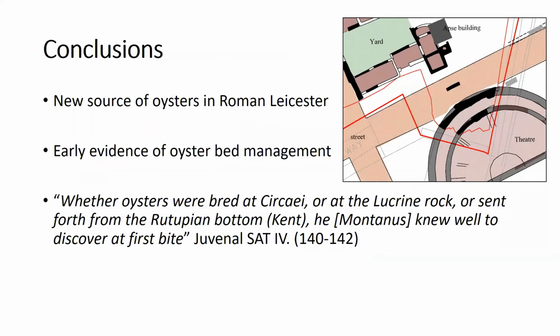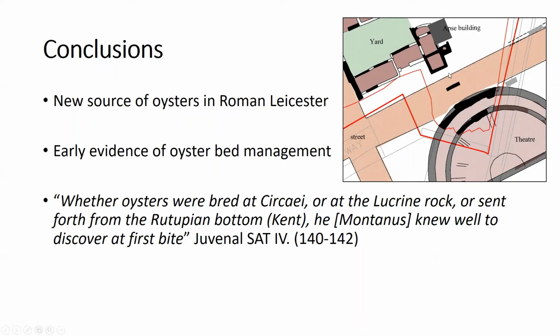So we've discovered that there's a new source of oysters supplying Roman Leicester with these shells from the south coast. And we've also got some early evidence of the Romans altering the oyster beds. And what's particularly interesting is context 1130, which are these south coast shells, came from a part of the city that's linked to this possible theatre. And so that immediately asks the question, are these shells special if they're from a unique source and they're associated with a large public building?